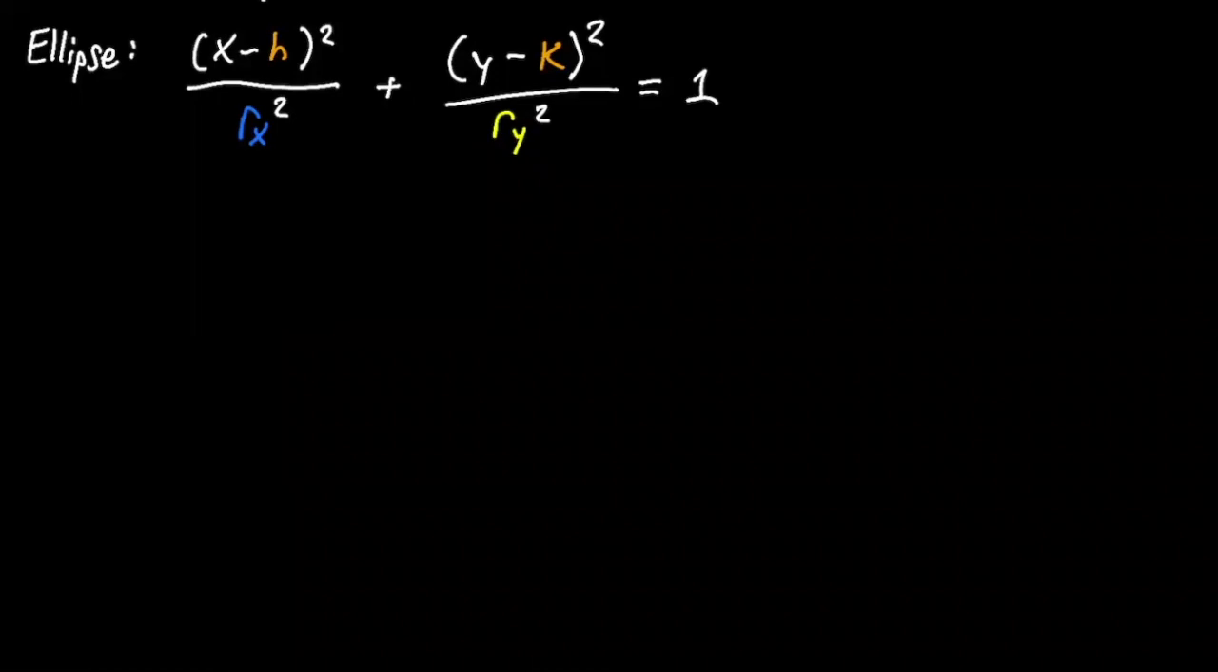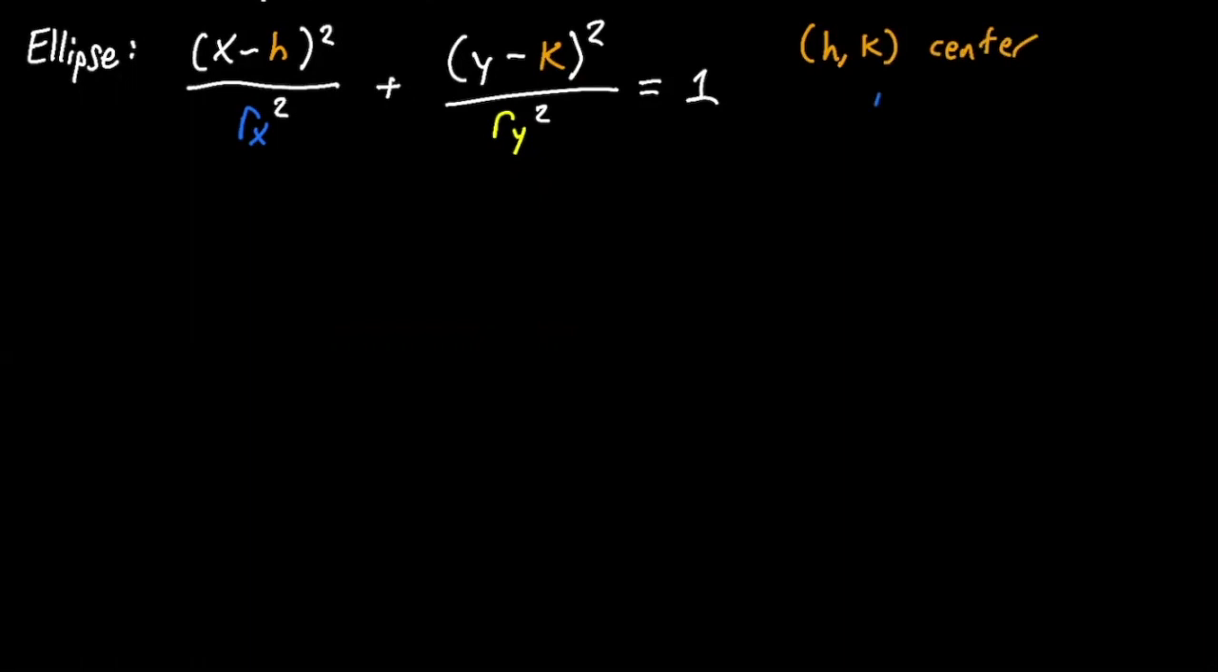So for any ellipse, the equation of the ellipse is going to look like this. We have (x minus h) squared over rx squared plus (y minus k) squared over ry squared. So really quickly, h and k represent the center of our ellipse.